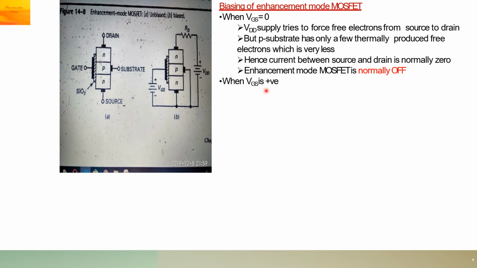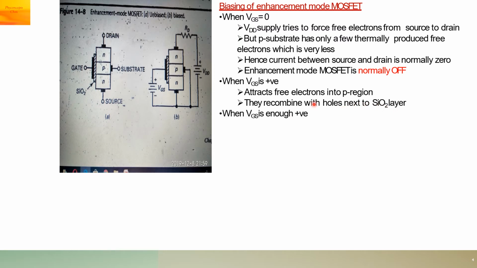Now we make VGS positive. So that is shown in this diagram. It is made positive. So when VGS is positive, it attracts free electrons into the P region. They recombine with the holes which are lying next to the SiO2 layer. In the P region, the holes are in majority, so the electrons will recombine with these holes in the P region.